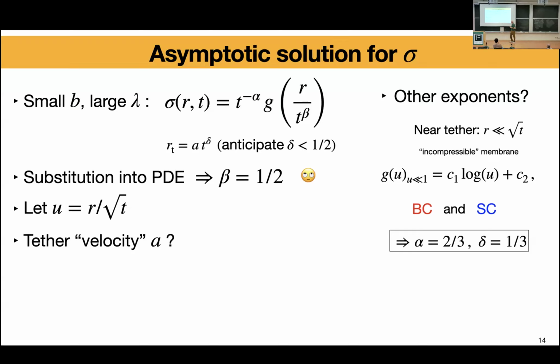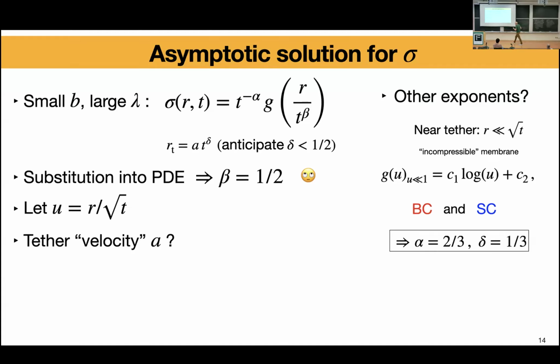So we know that we can find this function g for u small. And from that, and the boundary condition, remember we have a flux boundary condition and we have that mechanical relation. From those two relations, skipping details, we can find that the exponent alpha is 2/3 and delta is 1/3, which is consistent with our assumption that it's going to be less than 1/2.